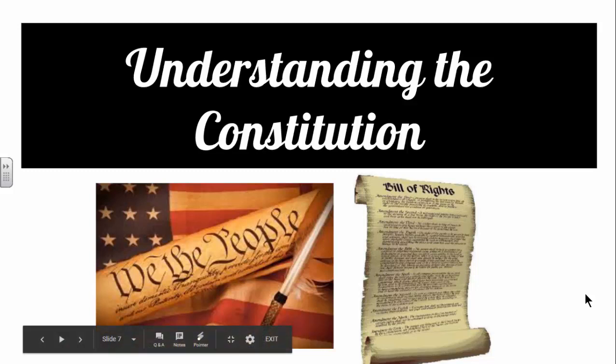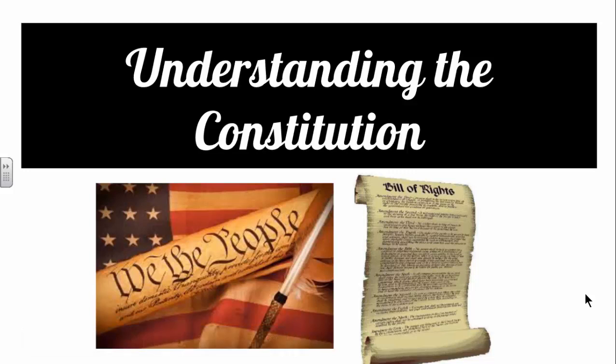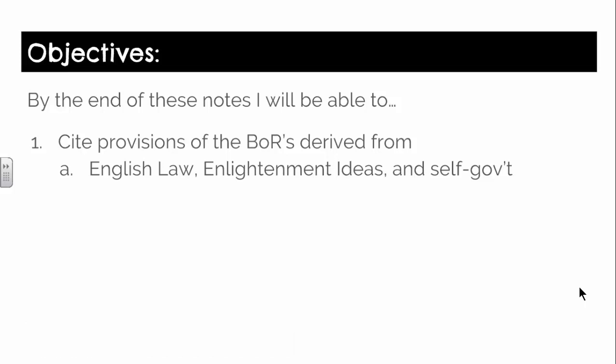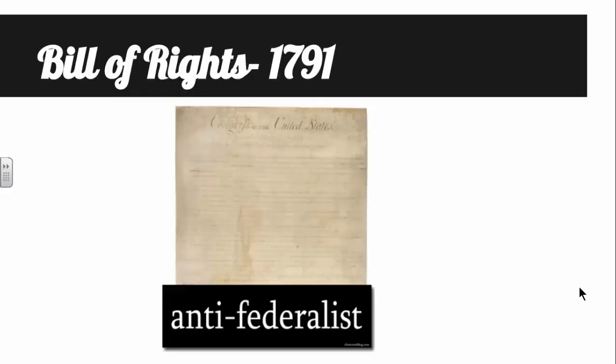Okay, so we're headed into our last set of notes here, which is kind of a continuation of the last video you watched. And it is based on understanding the Constitution. But in this video, we're going to focus on the Bill of Rights. So by the end of these notes, you'll be able to cite provisions or changes of the Bill of Rights and where they derived from. So did they come from English law, Enlightenment ideas, or self-government?